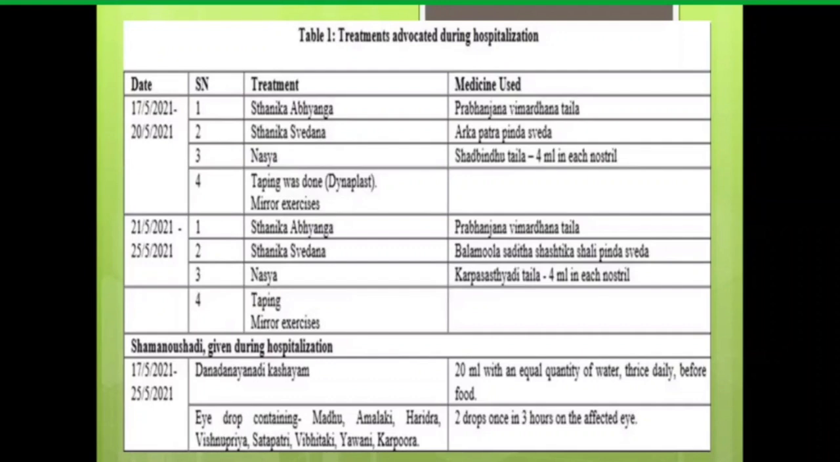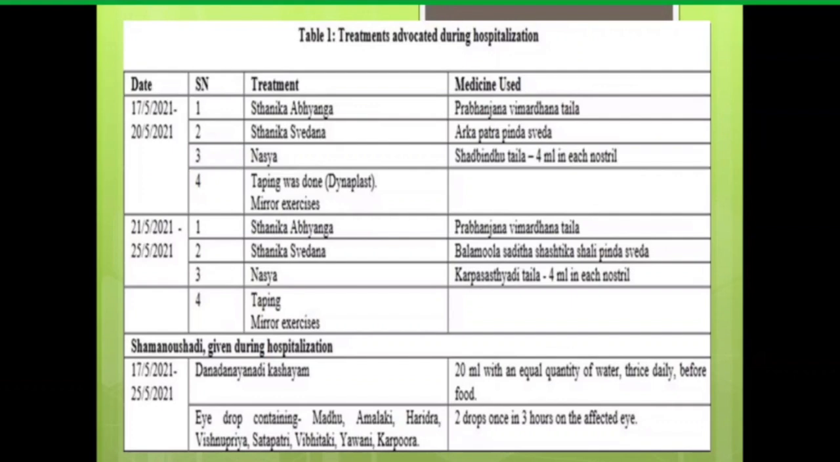The first and foremost treatment given is Sthanika Abhyanga with Prapanjana Vimardana Taila, Sthanika Svedana with Arkapatra Pinda Sveda, and Nasya with Shadbindu Taila, 4 ml in each nostril. And taping, which we will discuss in a later stage, was done with Dynaplast, and mirror exercise was given in the first set. Later on, Sthanika Abhyanga with Prapanjana Vimardana Taila, Sthanika Svedana with Balamula Siddha Shashtikashali Pinda Sveda, Nasya with Karpasasthyadi Taila 4 ml in each nostril, and taping and mirror exercise continued.